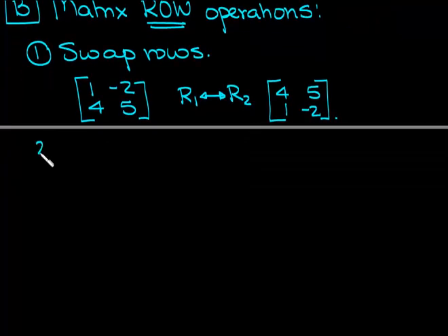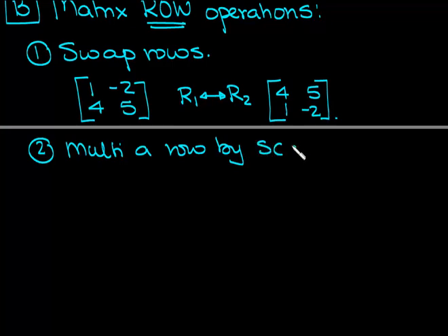Okay, the second thing we can do with a matrix is we can multiply a row by a scalar. A scalar, again, is just a fancy word for constant.